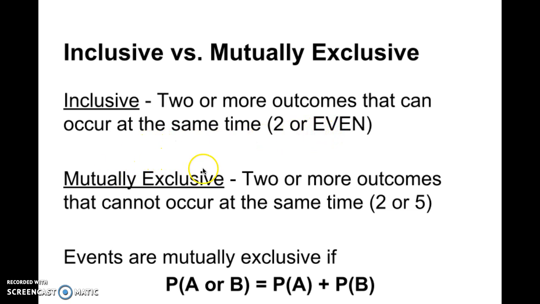Mutually exclusive are two or more outcomes that cannot occur at the same time. A number can't be a 2 and a 5, so those are two disjoint or two completely separate outcomes because they have no overlap. So if events are mutually exclusive, then the probability of A or B occurring is the probability of A plus the probability of B, because there is no overlap. And that's why before, when we were doing these, there may have been an overlap and we would have had to subtract out that overlap. So if there is no overlap, we don't have to worry about it. We can just add their probabilities.